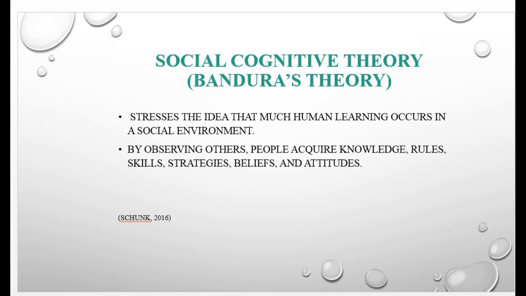Some key concepts that social cognitive theory talks about are the concepts of vicarious learning, the concept of modeling, and the concept of self-efficacy. So these are the major concepts out of this theory.